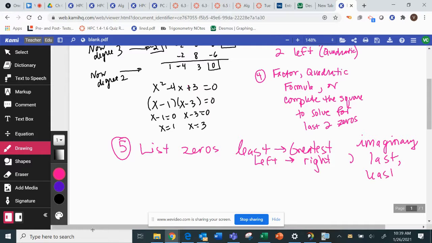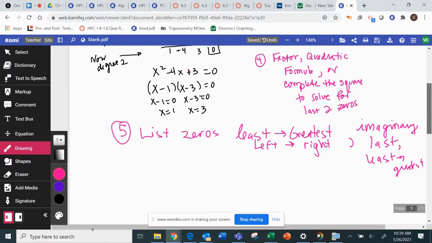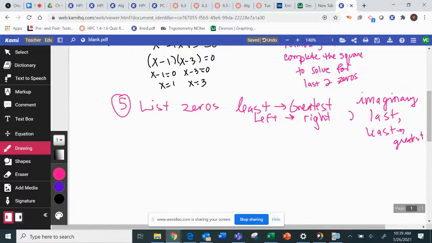From least to greatest. So you know imaginaries are always plus minus. So the minus one would be first, then the plus one would be next. So least greatest. Okay. So that's how I would list the zeros. This one doesn't have any imaginary zeros. So we just have -2, then 1, then 3.